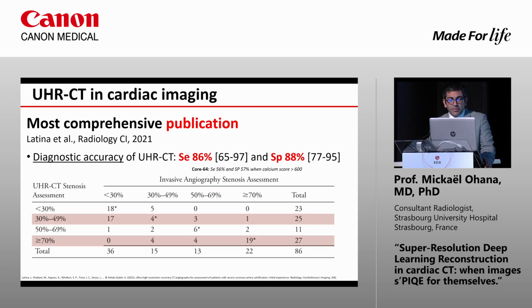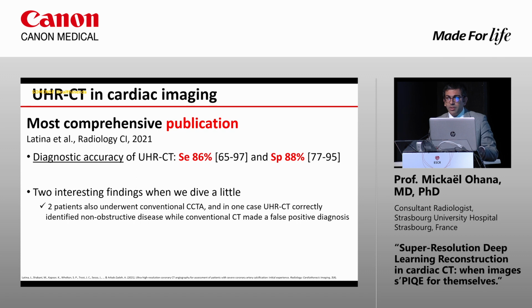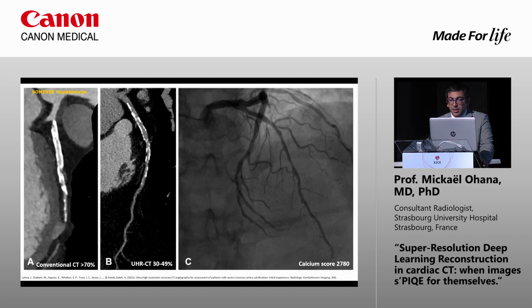We can see in the table of results that there is quite a good correlation between the readings of the UHR-CT and the readings of the invasive angiography, and mostly almost no under-evaluation of significant stenosis on angiography that was not significant on UHR-CT. When we dive a little bit into the publication, there are two interesting findings. First, 2 patients also underwent conventional CTA, and in one case, the UHR-CT was able to correctly identify non-obstructive lesions, while conventional CT said that the lesions were obstructive. This is in the illustrations of the article.